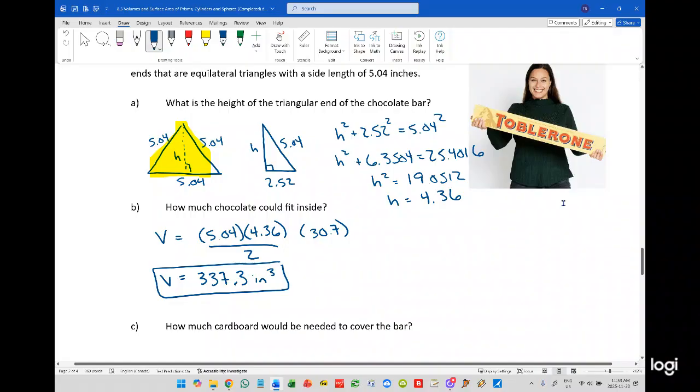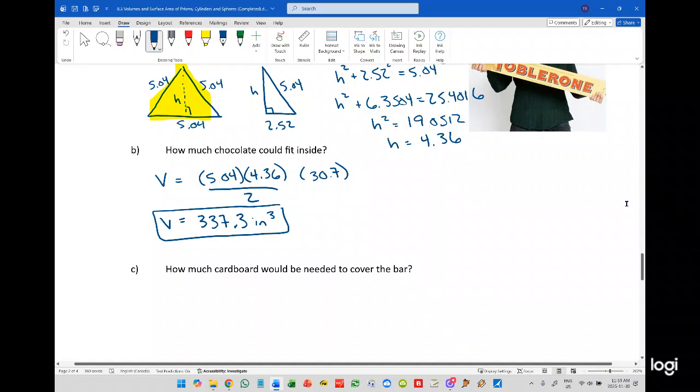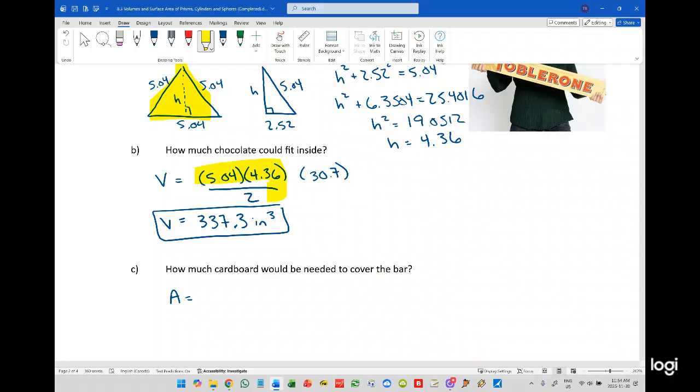All right, and then how much cardboard would be needed to cover the bar? I'm going to try and leave as much of that upper stuff on there as I can. The area of cardboard is going to be the two triangular ends. And the good news is we actually calculated the area of an end in part B right here. That was the area of the end triangle. So we're going to have 2 times the area of the end triangles, and those 2's will cancel. And then the perimeter of the whole thing times the height, or the distance between the triangular ends.